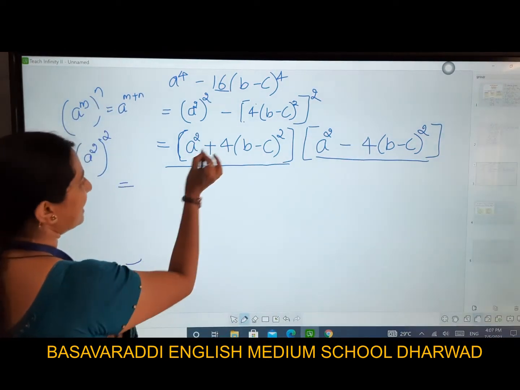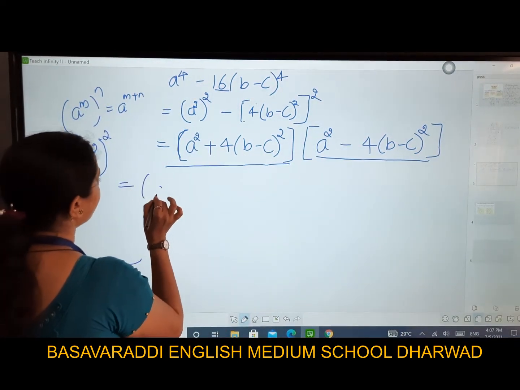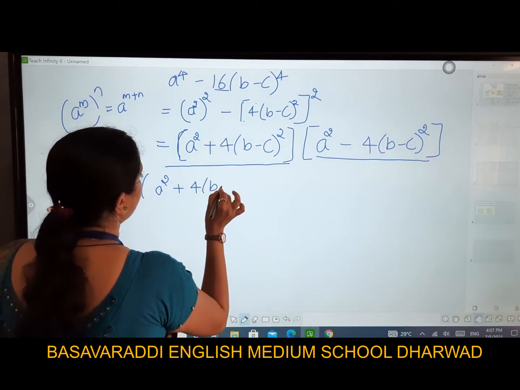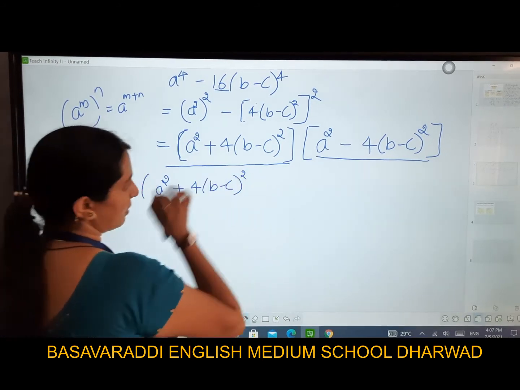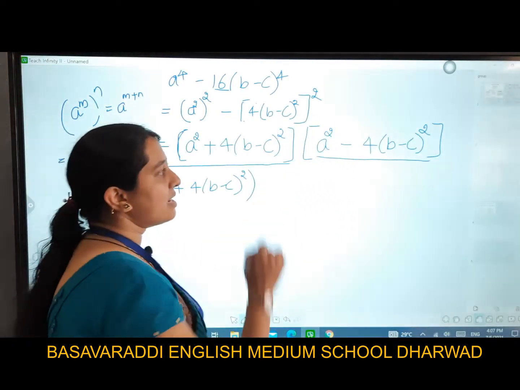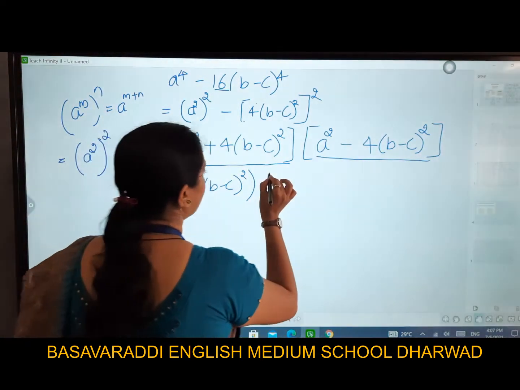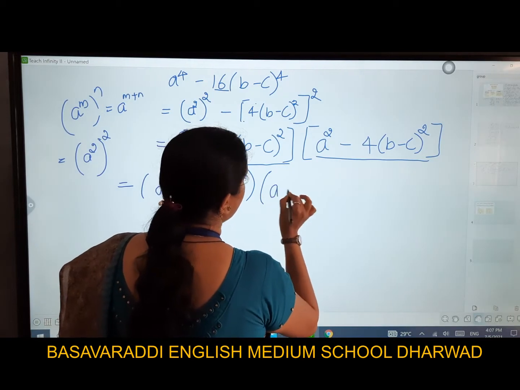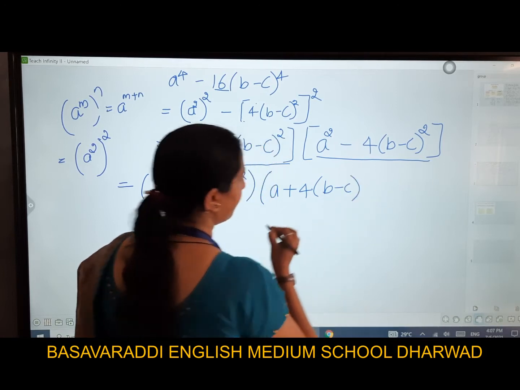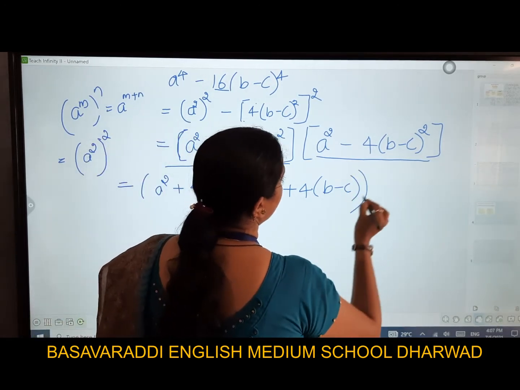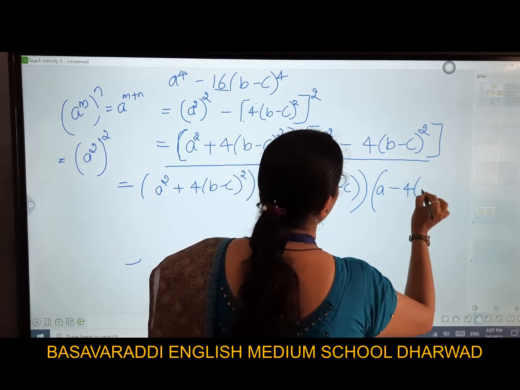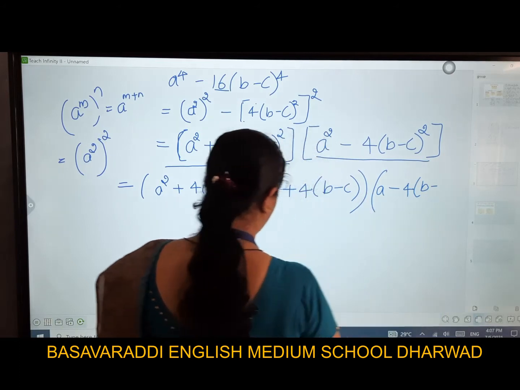So I'll keep this one as it is, a square plus 4 into b minus c whole square. Let's keep that term as it is. Here again apply the same formula. We'll have a plus 4 into b minus c, or a minus 4 into b minus c.